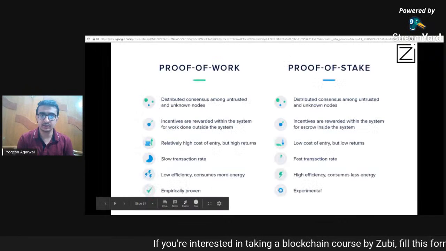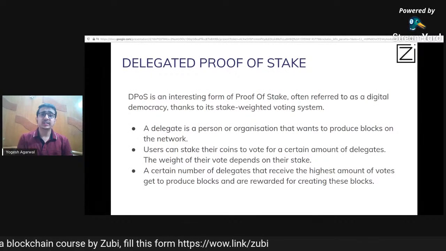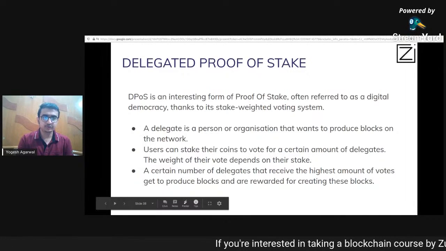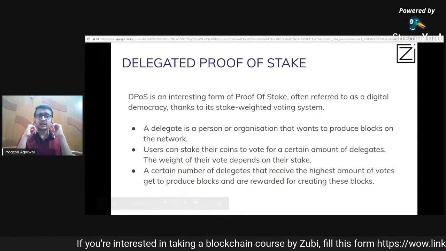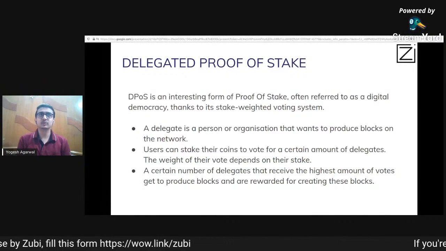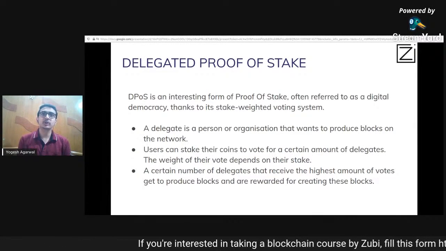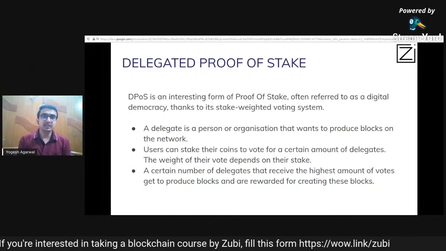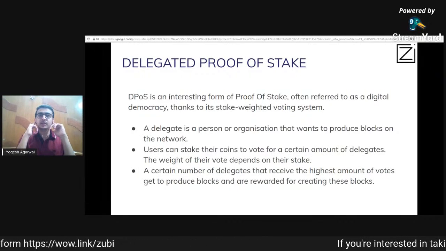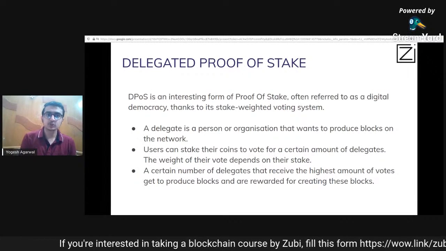Okay, so that being said, let's talk about delegated proof of stake. Delegated proof of stake is just an extension of the proof of stake mechanism, and it is a kind of digital democracy. In a democracy, you select leaders and vote for them, and according to the votes a person is chosen, and then they take decisions on your behalf. Since you have chosen them, maybe the prime minister or anyone, they take decisions for the benefit of everyone. So it is quite similar.